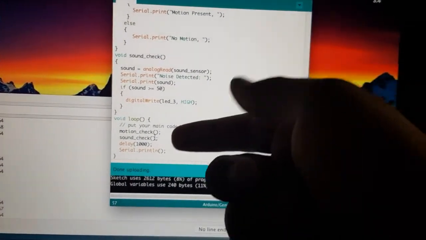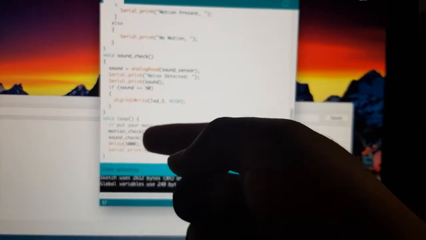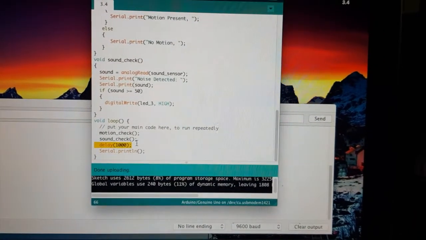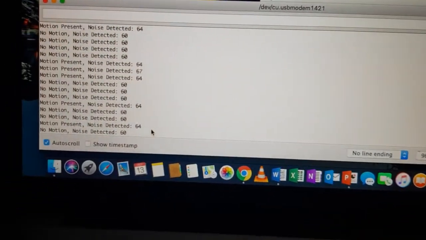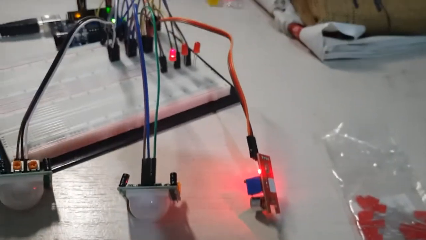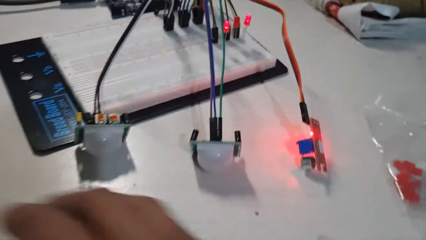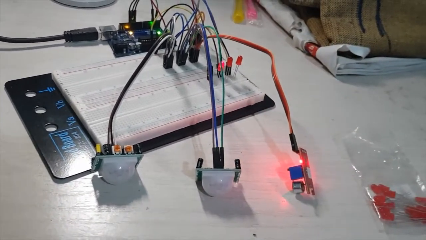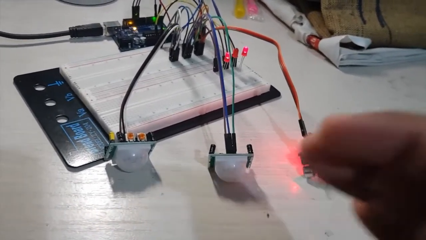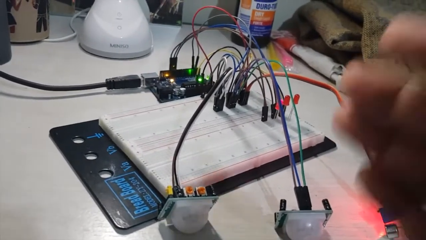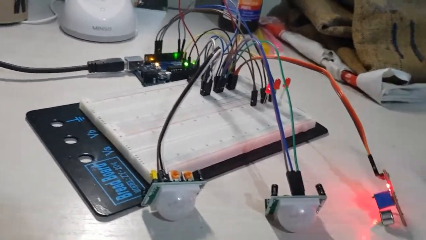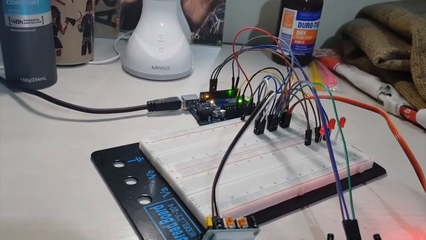So this is the code, and then in the loop, I'm using my functions, and I'm delaying for 1 second, and the values are being printed out for each second. The sound sensor is detecting sound, and if I move my hand around, the motion sensors also detect motion. This shows that if there is motion or sound inside a house when there shouldn't be, this system will work and allow the users to be alerted, and they can take whatever actions they think necessary.